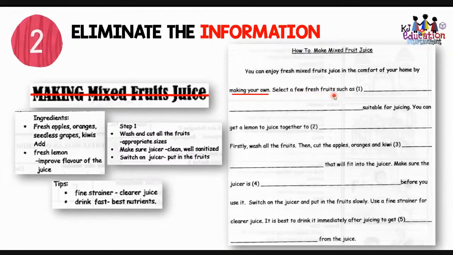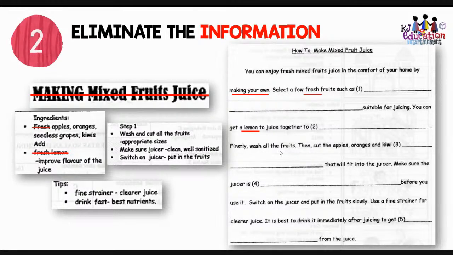Select a few fresh fruits such as, so we have the word fresh, and we're going to cut the fresh here as well. Suitable for juicing. And you can get a lemon. So we have the word lemon. So we're going to eliminate fresh lemon. There you go.